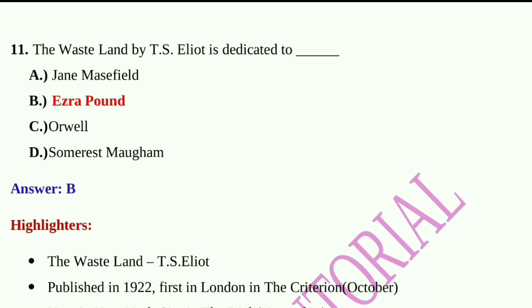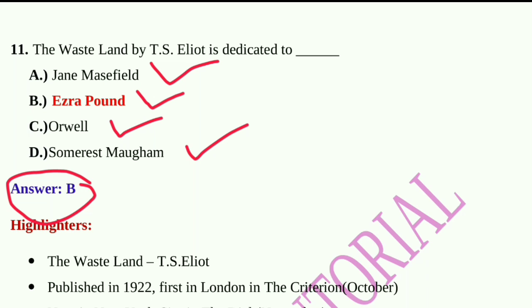The Waste Land by T.S. Eliot is dedicated to option A, Masefield, option B, Ezra Pound, option C, Orwell, and option D, Somerset Maugham. Your option B is the correct answer, Ezra Pound. Let's see why this is the correct answer.